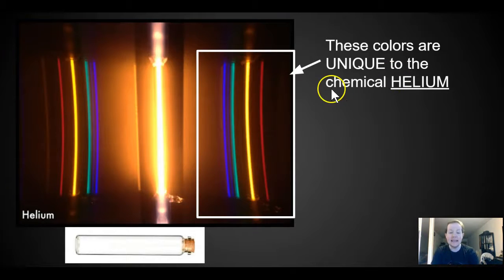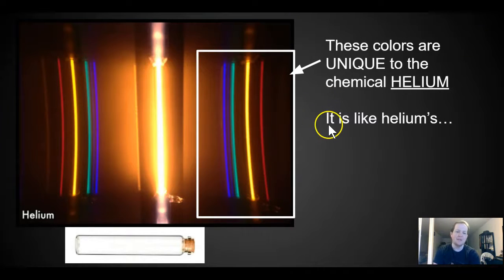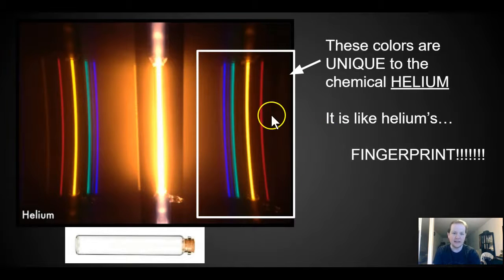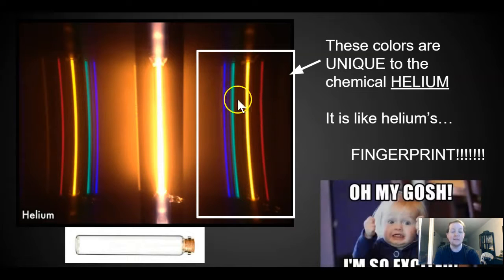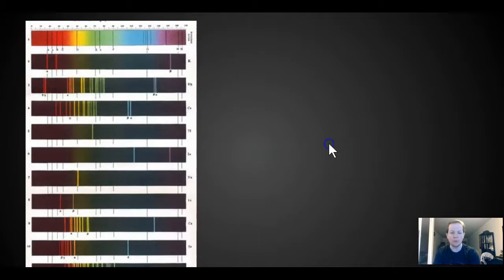Only helium will scatter these colors. It looks pretty. Only helium scatters these types of light. It is like helium's fingerprint. If a scientist sees these types of light, they say, that looks like light from helium. Oh, this is like fingerprints.